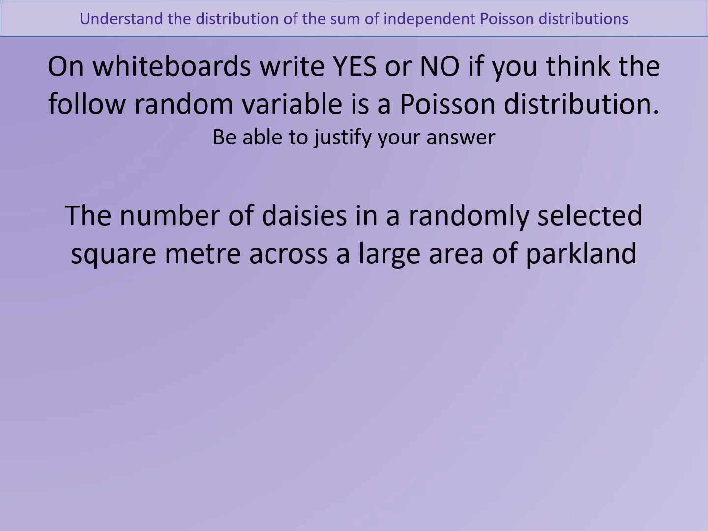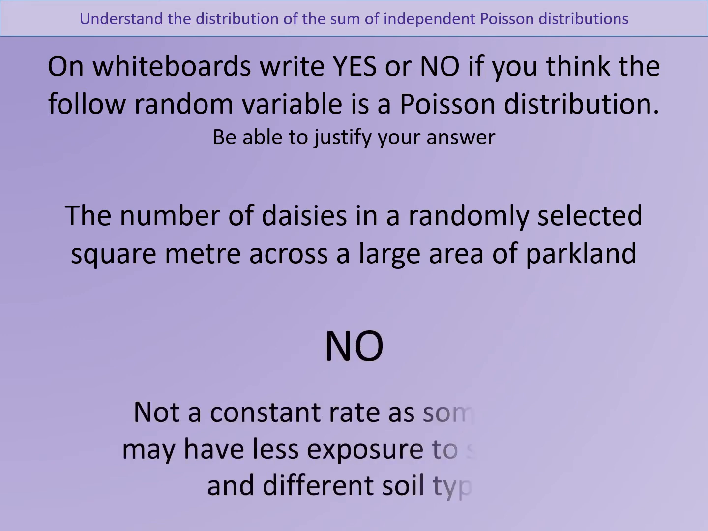Next, the number of daisies in a randomly selected square chosen from a large area of parkland. This is unlikely to qualify as a Poisson distribution because if it is a large area of parkland, it is likely that there is not a constant rate of daisies. For example, there may be different types of soil or different sun exposure, which would cause the number of daisies to vary considerably across the area.